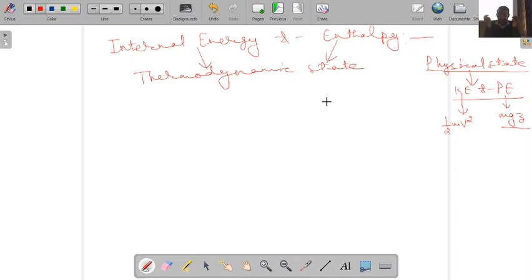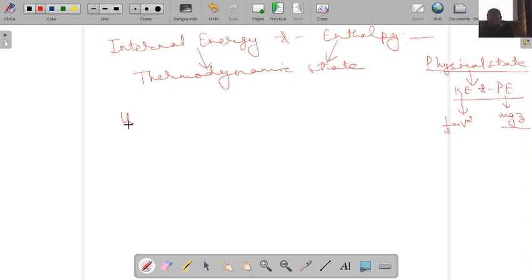So let's first see the constituents of internal energy. Internal energy is given by the symbol U. Capital U will be internal energy and small u will be specific internal energy per unit mass. Any property on a per unit mass basis is known as a specific property, and it is of intrinsic nature.